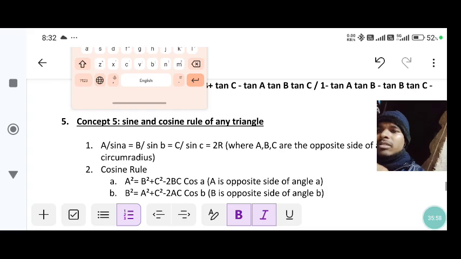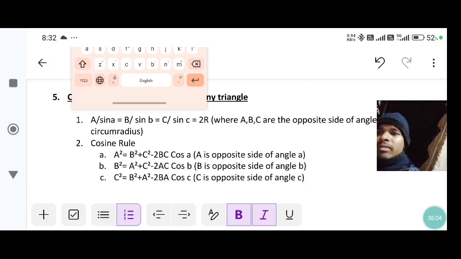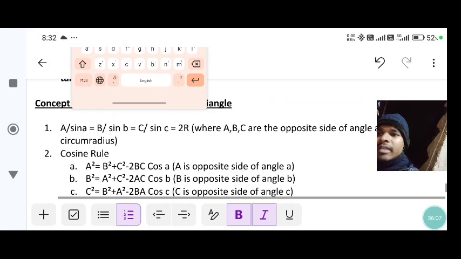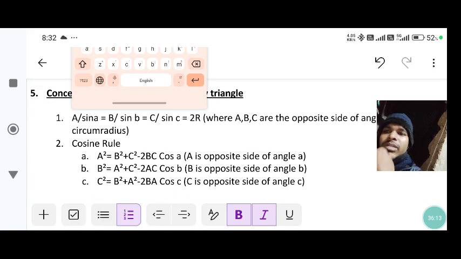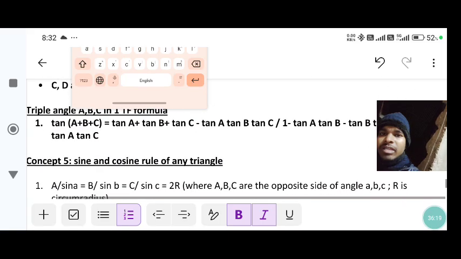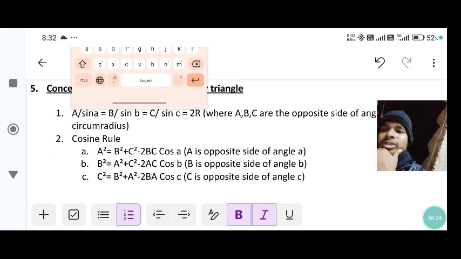And the last concept is the sine and cosine rule of any triangle. For any triangle, a divided by sin A is equal to b divided by sin B, equal to c divided by sin C, which is equal to 2R. Here a, b and c are the sides opposite to angles A, B and C, and R is the circumradius. For the cosine rule, a square is equal to the sum of the squares of the other two sides, b square plus c square, minus twice the product of the other two sides, minus 2bc cos A, and a is the side opposite to angle A.